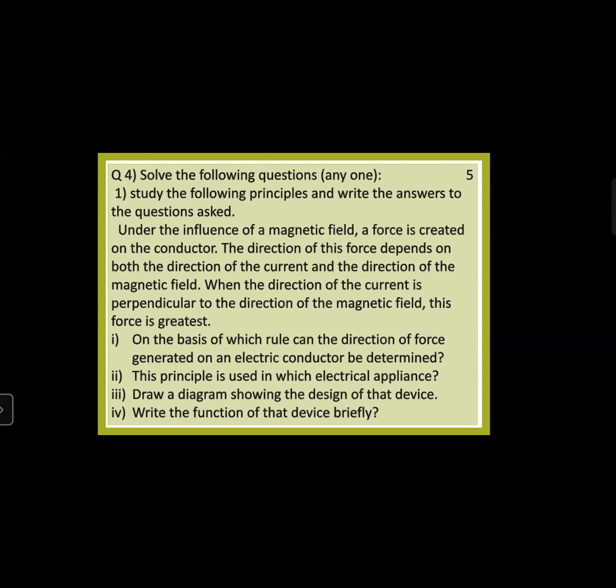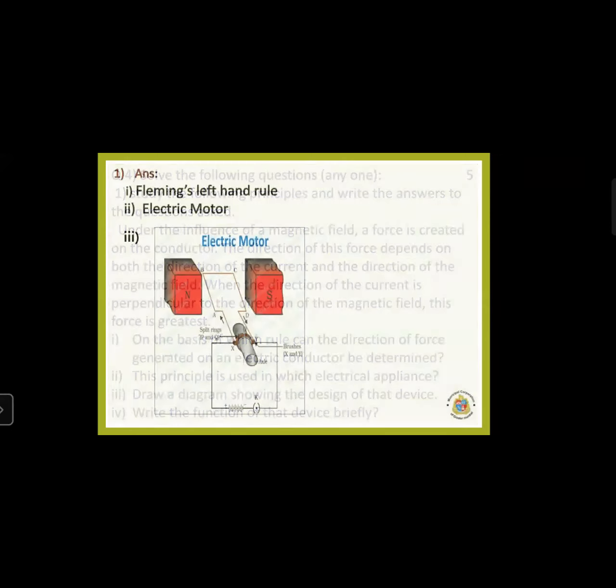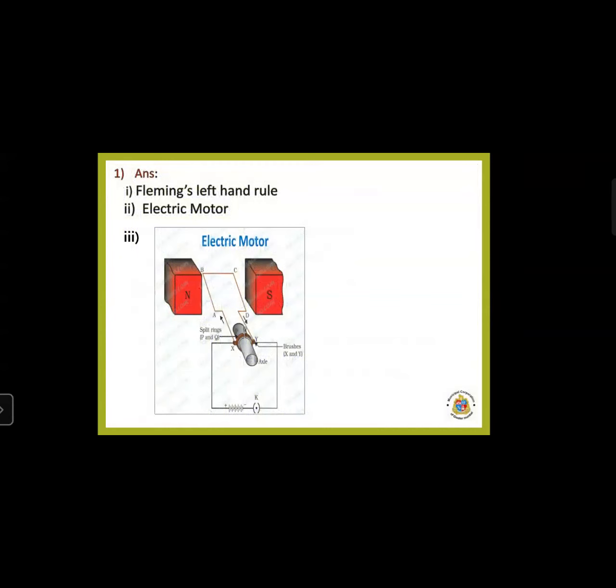Okay. Now, first is the paragraph. It shows that under the influence of a magnetic field, a force is created on the conductor. So a magnetic force is created on the conductor, and all these are perpendicular to each other. Now this rule is your Fleming's left hand rule. Okay, so first answer: the Fleming's left hand rule.